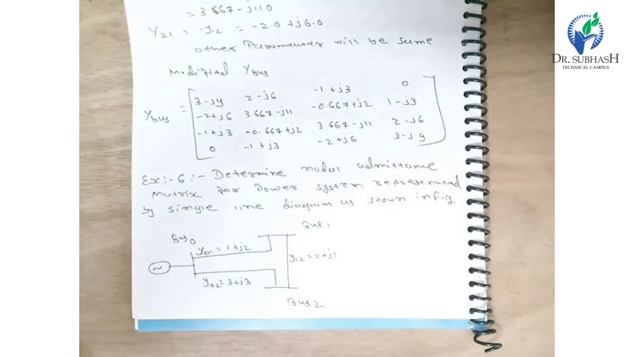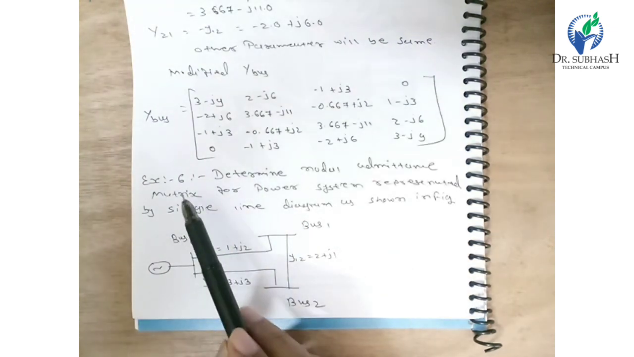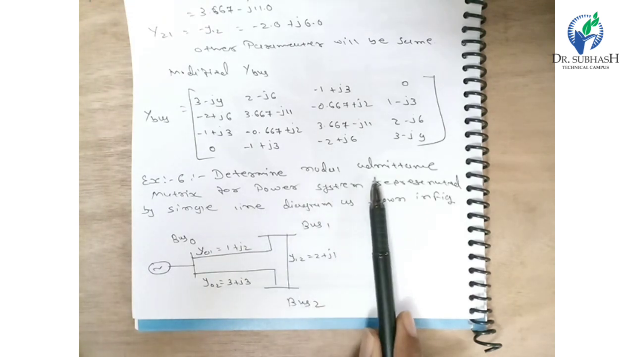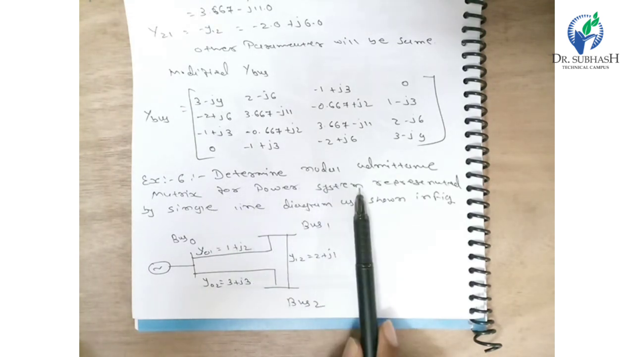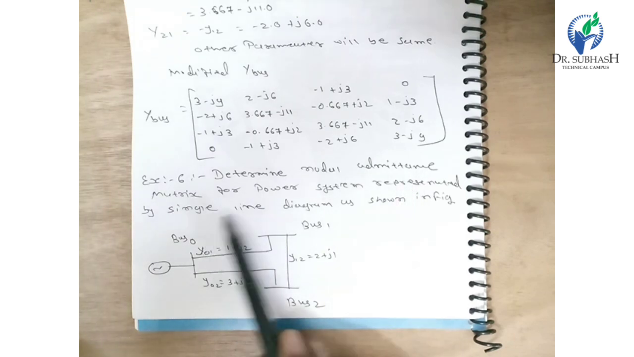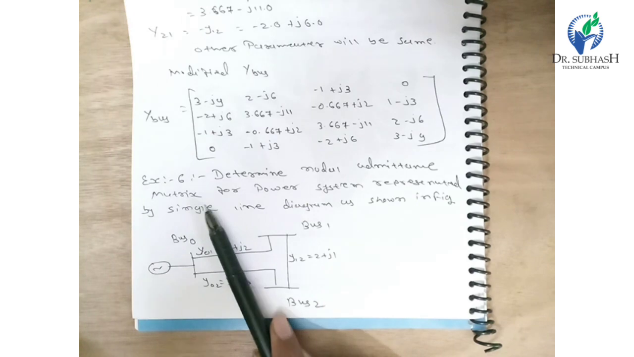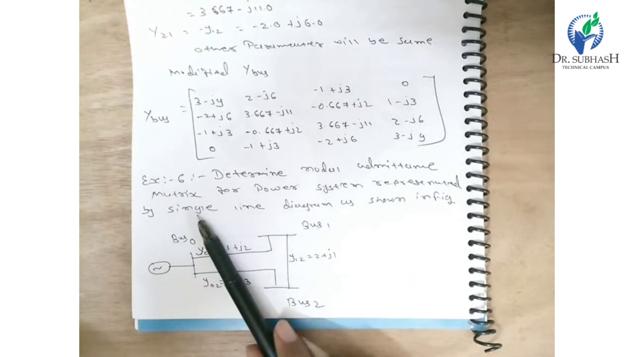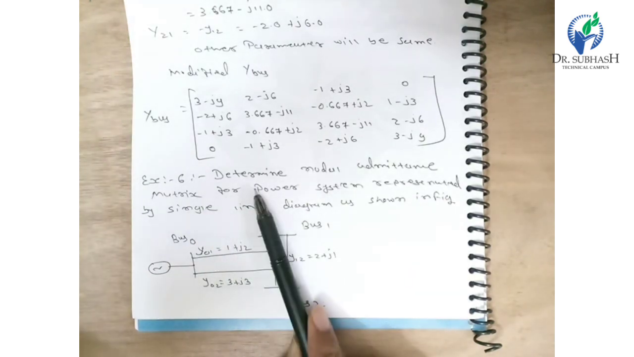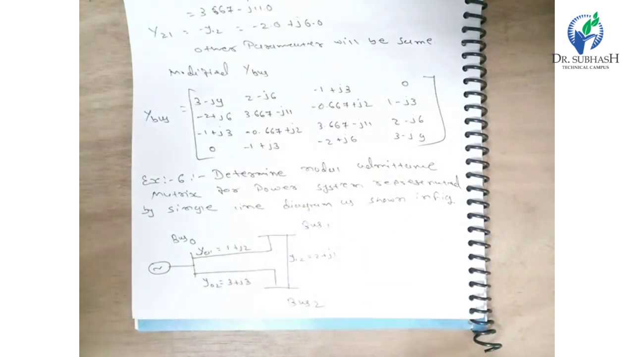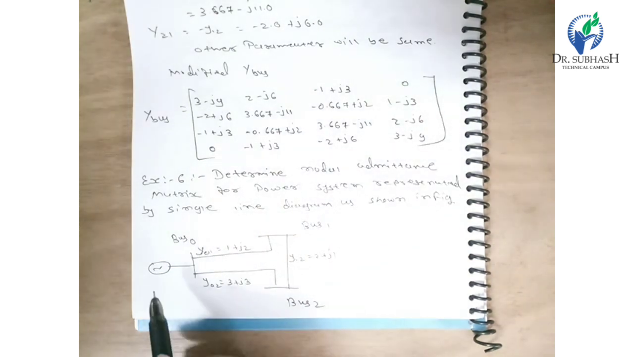Now we discuss the next example, number 6. Here the given data is: determine the nodal admittance matrix for the power system represented by a single line diagram. Here we find the nodal admittance matrix of this network. In the single line diagram, there is a generator connected in the system.